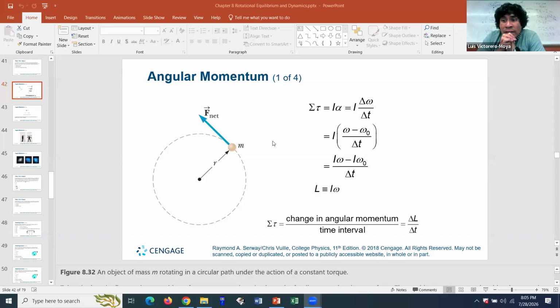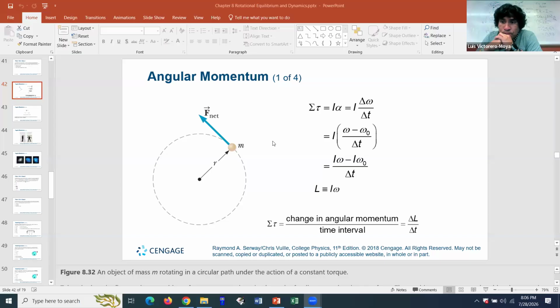In the case of planets orbiting the sun, there is no F net. There is only gravitational force. And that force is centripetal, so it's perpendicular to the tangential trajectory. So basically, there is no torque produced, because it's like this. Therefore, the angular momentum is conserved.